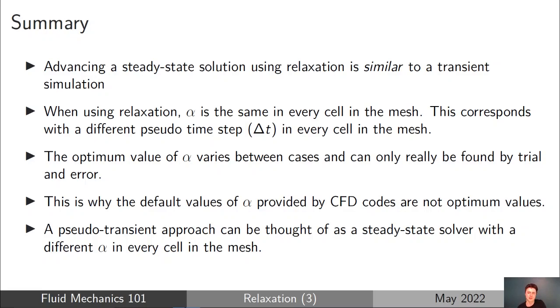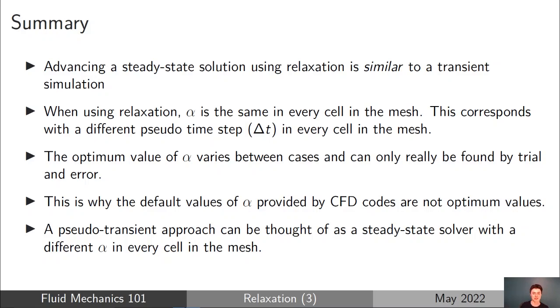And the main points to take away from this talk is that when you use a steady state solver with relaxation for stabilization, the effect that this has on your CFD solution is advancing it through time in a similar approach to a transient simulation. However, the key difference is that this is in effect advancing your solution through time at different rates in all of the cells in the mesh. Some cells have a larger effective or pseudo time step, and some cells have a smaller effective pseudo time step. And this is because we've chosen a value of alpha that's constant throughout the mesh.